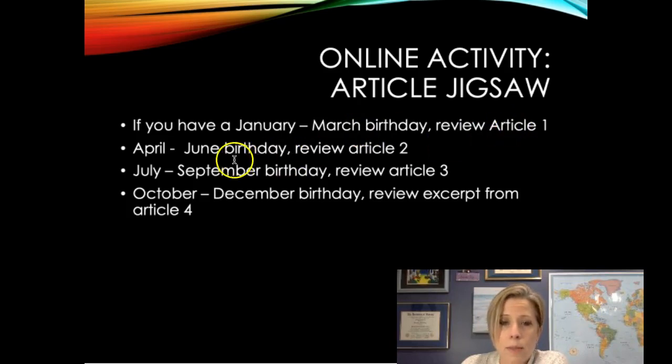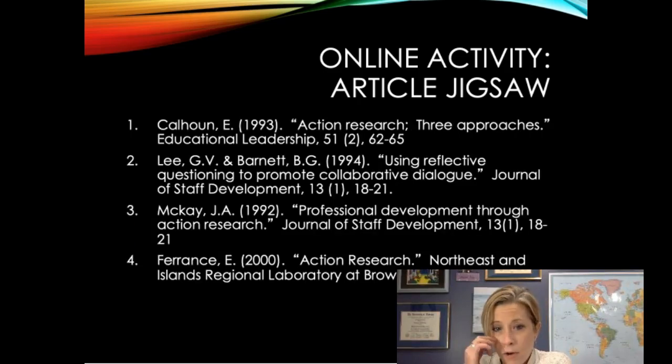So for the jigsaw, if you have a birthday in January to March, you're going to review Calhoun, which is Article 1 in the packet. If you're April to June, you're going to review Article 2 in the packet. July to September, Article 3, and October to December, there's an excerpt from an article that's just titled Action Research from National Staff Development Council.